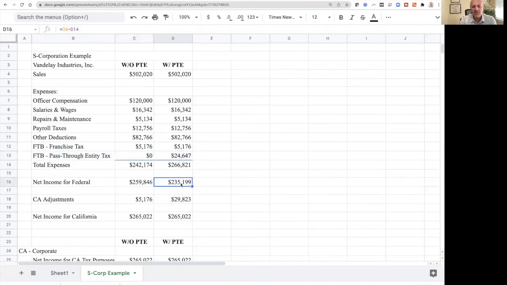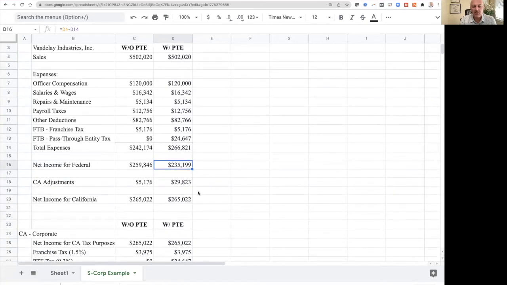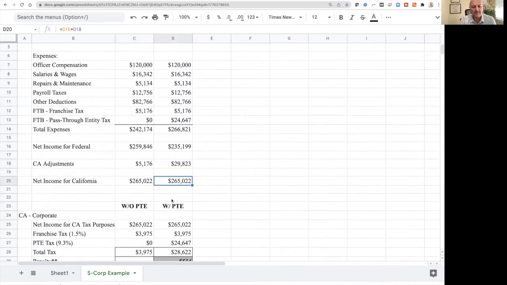That reduces his net income for federal tax purposes from 259 down to 235. Then when we calculate the California net income, we have to add back that adjustment. We'll see here, we add back that California adjustment, which is the prior year franchise tax and the pass-through entity tax. That means his California net income is the same whether or not he does the pass-through entity tax or without the pass-through entity tax.